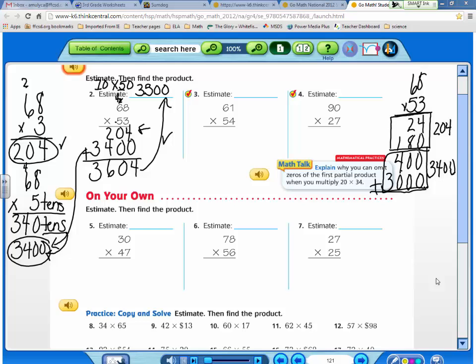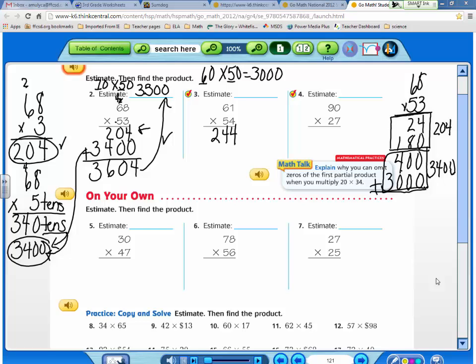Let's do one more together. First to estimate, 61 rounds to 60 times 54 rounds to 50. We have our basic fact of 6 times 5 is 30. Add 2 zeros. So our answer should be around 3,000. 4 times 1 is 4. 4 times 6 is 24. There's no regrouping in that one.